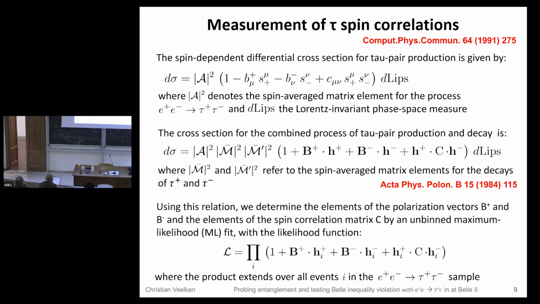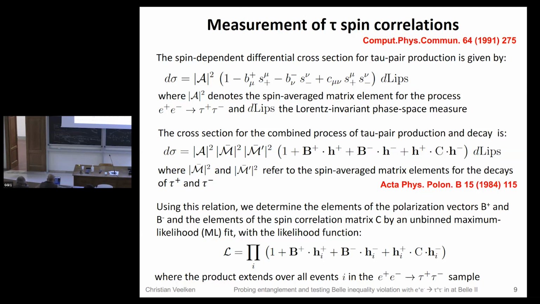All the interesting part, the part that depends on the spin, is this bracket, and it's exactly the same as for the top case. And we use this relation in order to measure the 9 elements of the tau spin correlation matrix C, the 3 elements of these polarization vectors B plus and B minus, by performing a maximum likelihood fit. So the product over i is the product over all the events that we analyze.